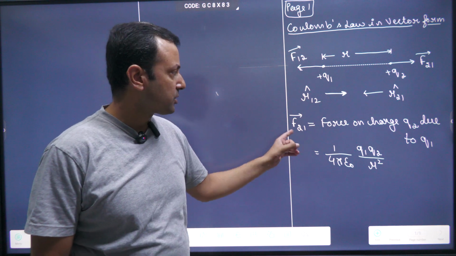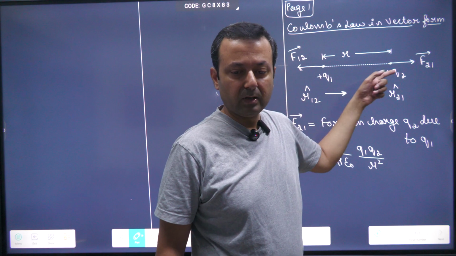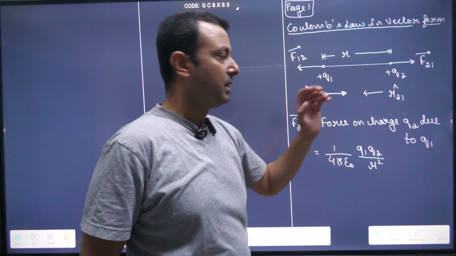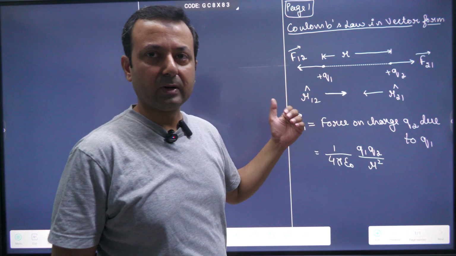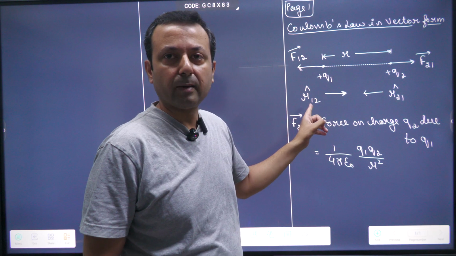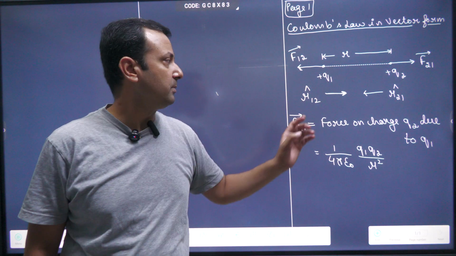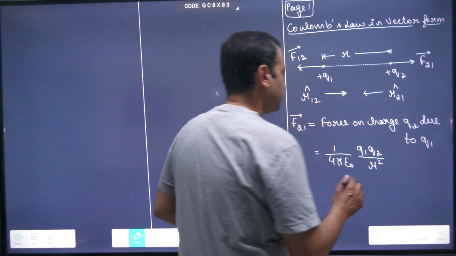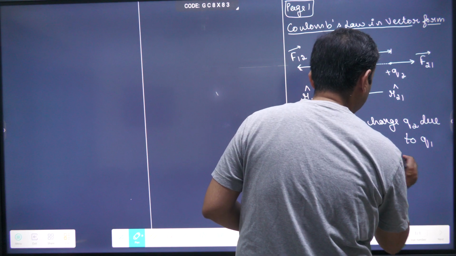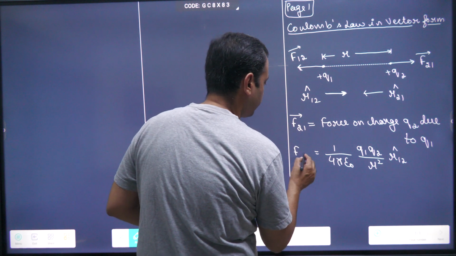Whenever we put this arrow sign, it means that we are talking about the direction also. So what will be the direction of F21 vector? F21 vector's direction is here, from left to right. And what is the unit vector from left to right? It is r12 cap. So to mention the direction, we multiply it by the unit vector, so we multiply r12 cap here. Is it clear? F21 vector is equal to this.